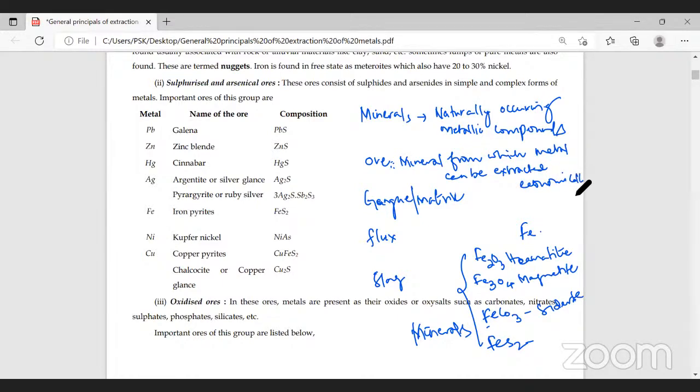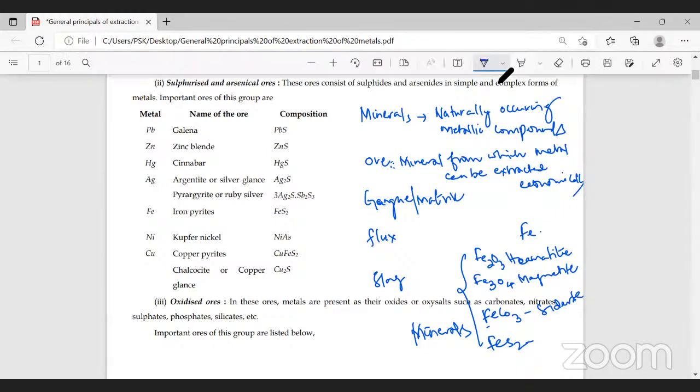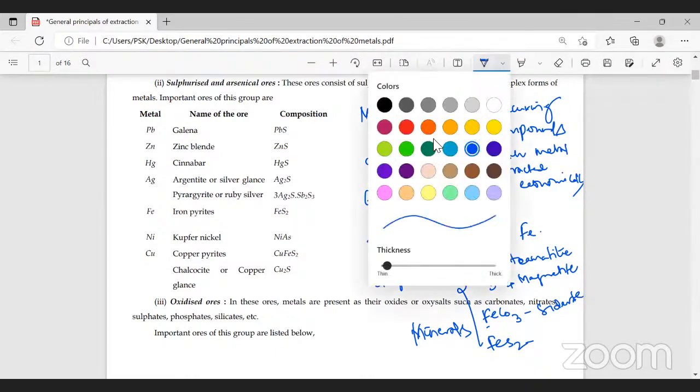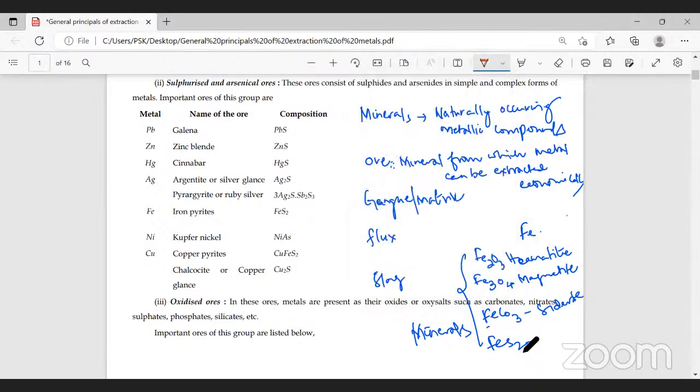Those are called minerals, or those are called ores. Ores are nothing but minerals from which metal can be extracted economically. Now, in case of iron, we have learned 4 ores, 4 minerals: Fe2O3 hematite, Fe3O4 magnetite, FeCO3 siderite, FeS2 iron pyrites. All these are minerals. Now, we extract iron from hematite. Since we extract iron from hematite, hematite will be called the ore of iron.